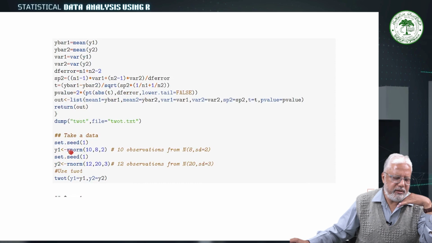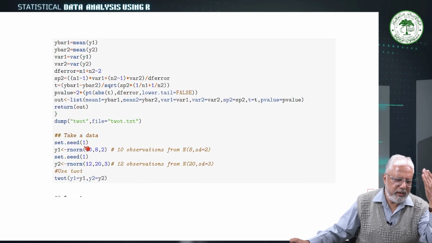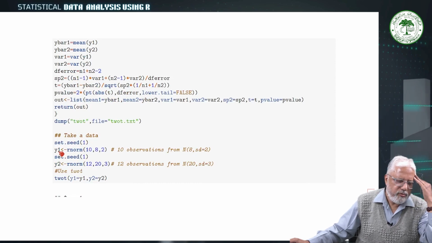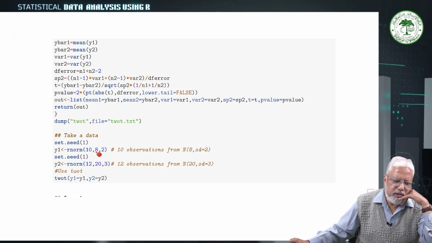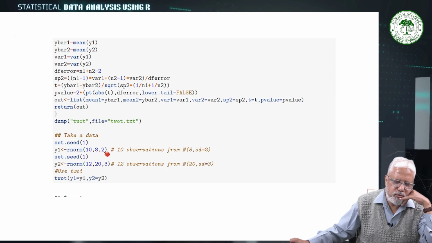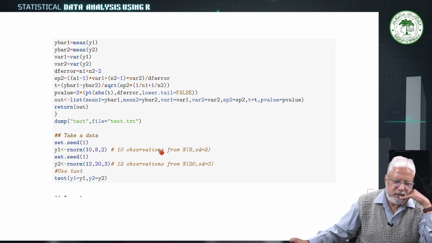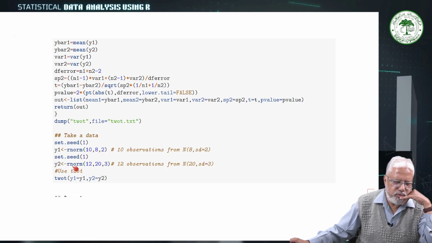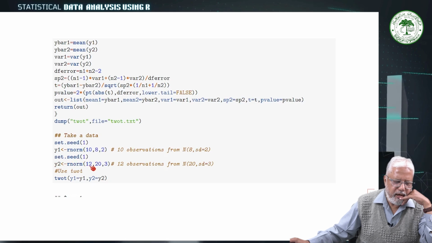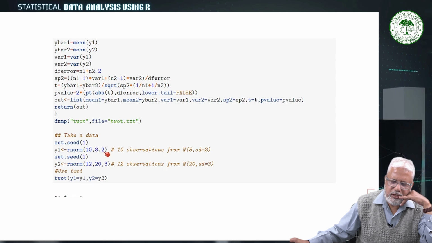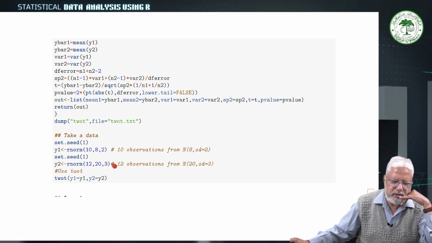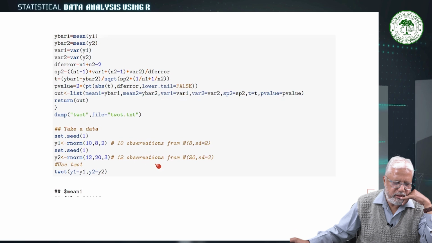Take a data set, we simulate the same data. y1 is equal to rnorm, 10 observations we are simulating with mean 8 and sd equal to 2. Then set.seed, and y2 is rnorm, 12 observations are being simulated, and sd is 3. Here sd is 2, here sd is 3, with 12 observations from this.